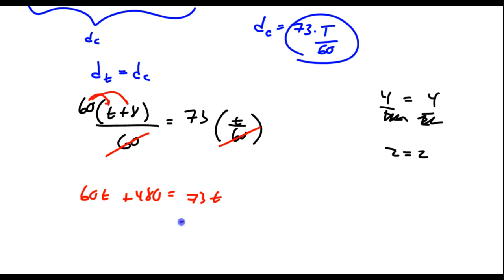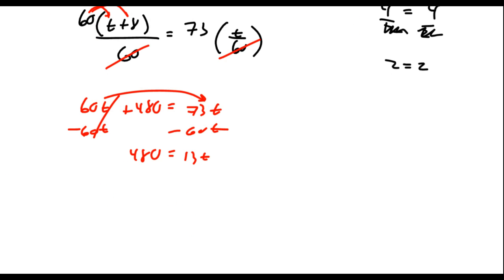So I'm going to do two things right now. Actually, no, let's not do that. Let's just move the 60t over here. So minus 60t. So I have 480 equals 13t. And then I divide both sides by 13. And I'm probably going to get some kind of decimal there. I'm not thinking that goes in nicely. So let's see, divide by 13. 36.92. So it's going to take 36.92 minutes.